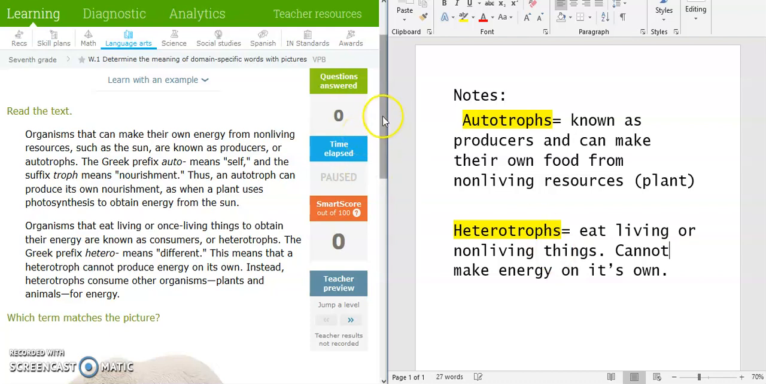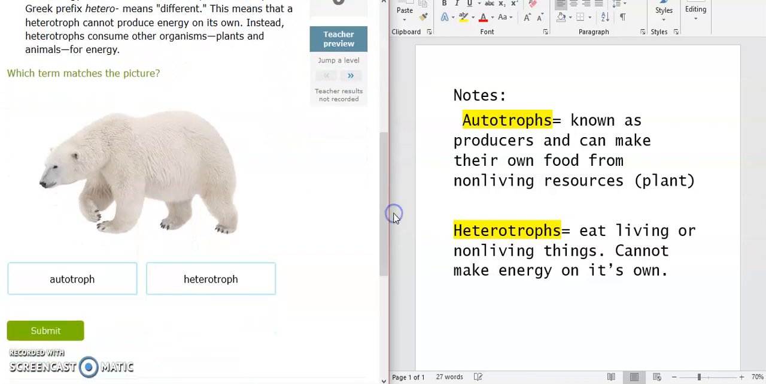So let's look here at our picture. What picture do they give us? Ooh, a polar bear. Now, let me look back at my notes. So autotrophs are plants. They don't need to eat living or non-living things. A heterotroph definitely needs to eat living or non-living things, like plant salad, steak. Ooh. So I see a polar bear. Well, I know that polar bears eat fish, seals, and other things like that. So I'm going to pick heterotroph.